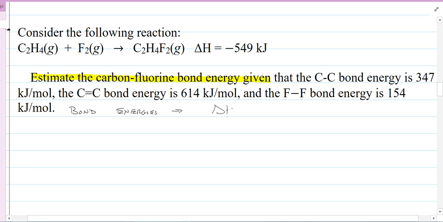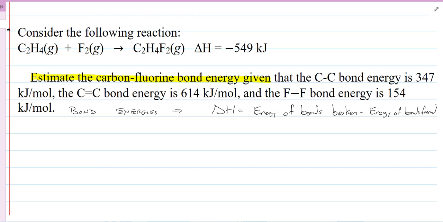Which leads me to delta H equals the energy of bonds broken minus the energy of bonds formed. Well, what's formed here? So C2H2, Lewis structures.